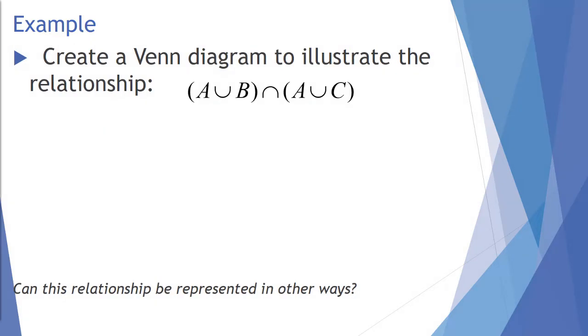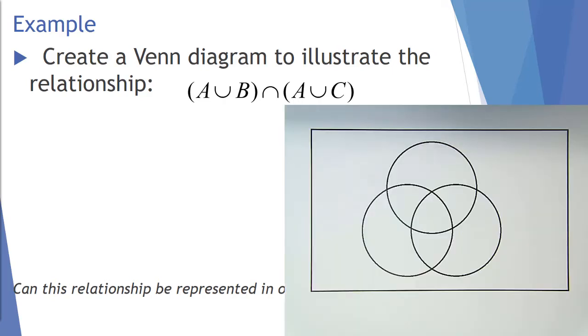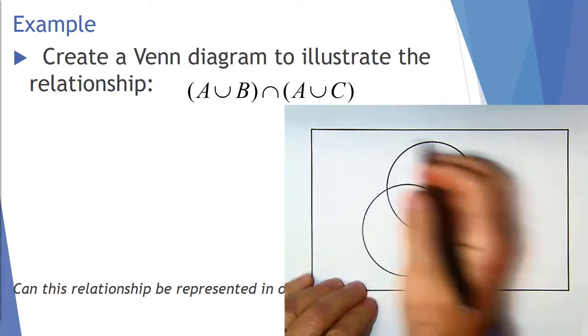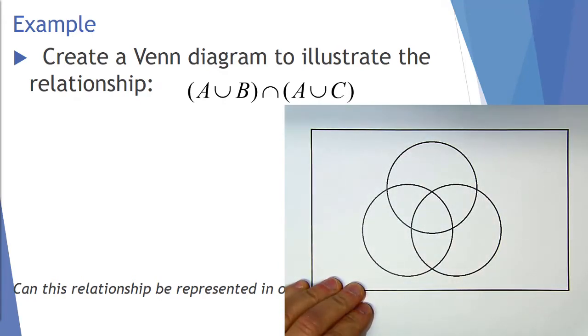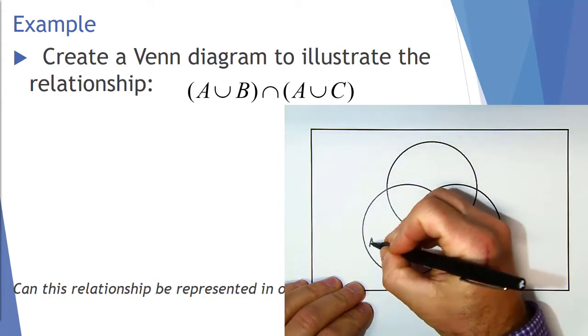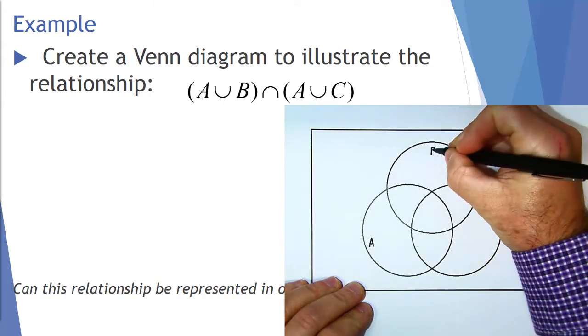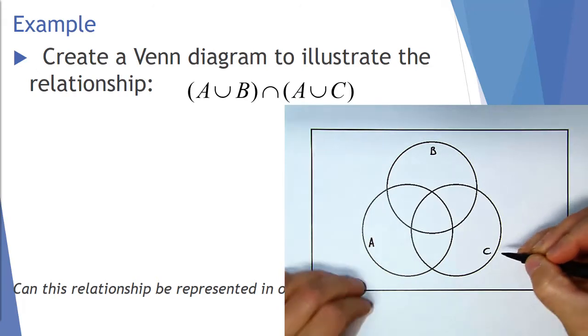Let's do one more example, and then I'll give you one for practice. Let's create a Venn diagram to illustrate the relationship shown here: A union B intersect A union C. Well, once again, we have three sets, so we have to have a rectangle to represent our universe, and we have to have three circles to represent our three sets. Again, I'll put A in the bottom left, B in the top center, and C in the bottom right.